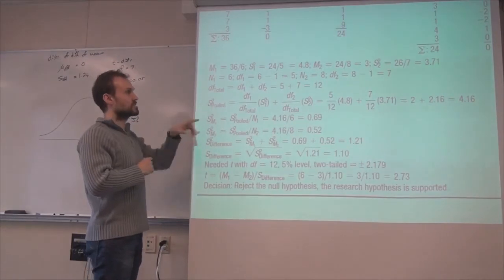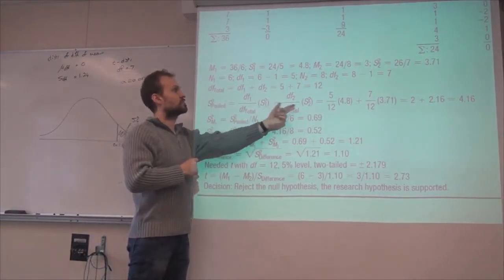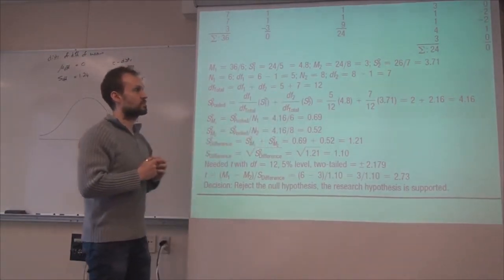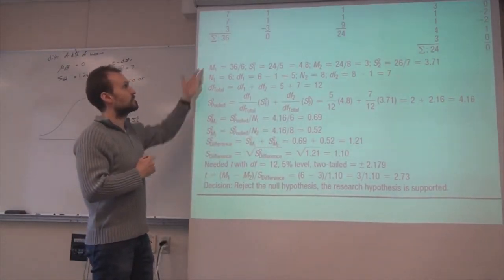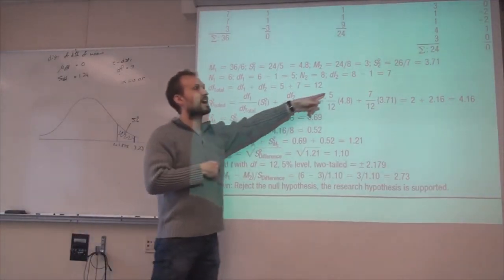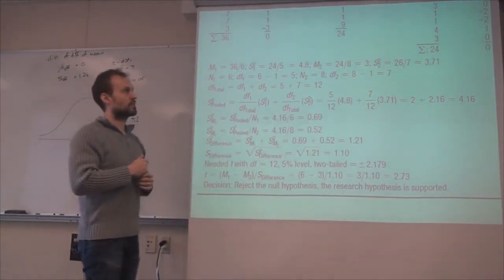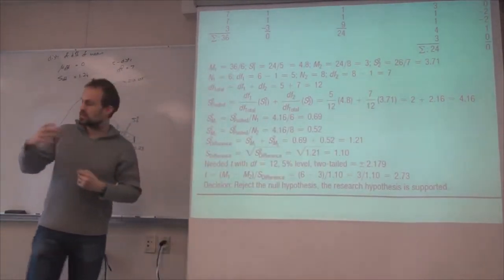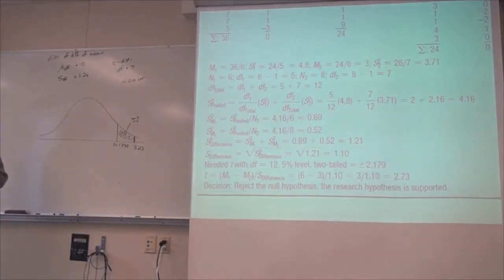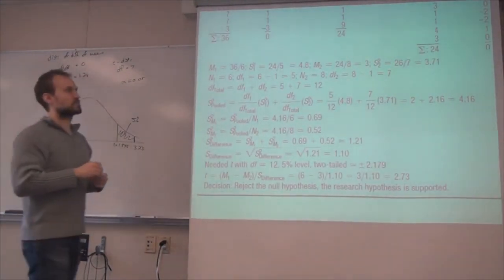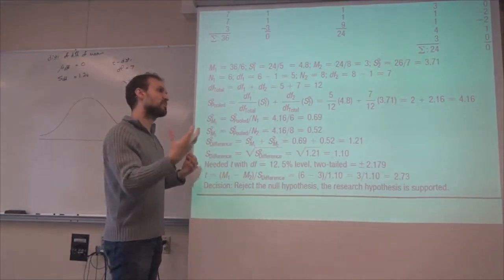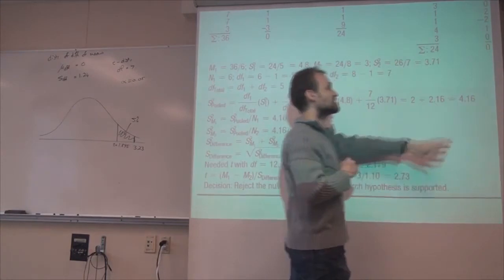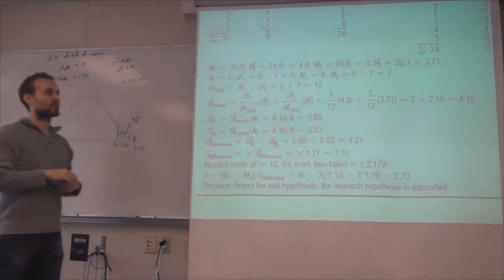The pooled variance is now a weighted average of the 2 individual sample variances according to the degrees of freedom. So the first sample is a little smaller, it only contributes 5 out of 12 degrees of freedom, and the second one contributes 7 out of 12. So the second one has a little more say in what the variance of the population actually is, so I'm giving it a little more say. And I get the pooled variance, which is an estimate of the population variance at 4.16.